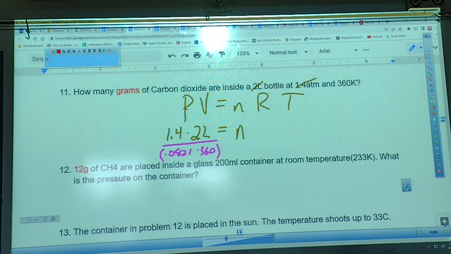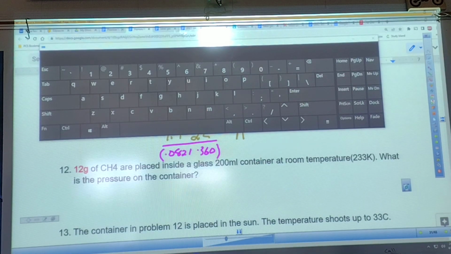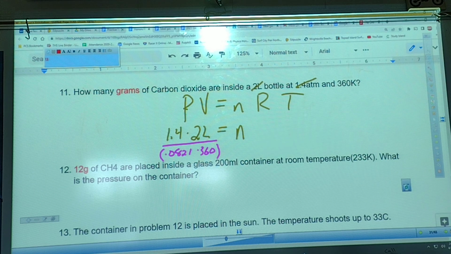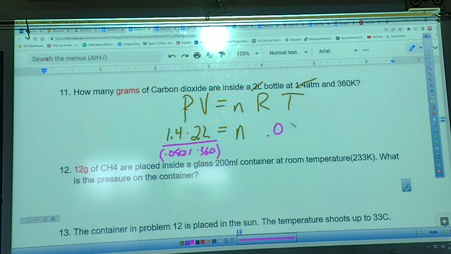So 1.4 times 2 divided by parentheses. Whoops, look at that thing. Always messing with me. Divided by parentheses 0.0821 times 360. Close the parentheses equals. I got 0.09 moles. All right. 0.09 moles. And then it said how many grams, though, of carbon dioxide.